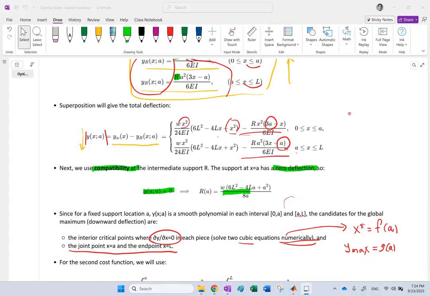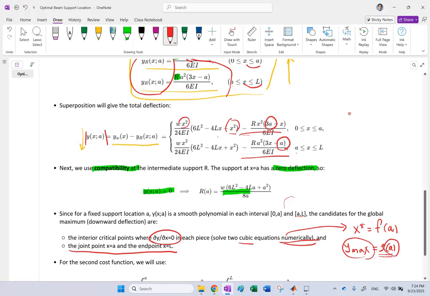So now the question is, I have a function of a. Now I need to change a and see how this function, this y max, changes as a function of a, so I find the best a. Because remember, my goal is to find the best location for a. So here is basically a search problem over different values of a and over different values of x. It needs a nested for loop, basically.